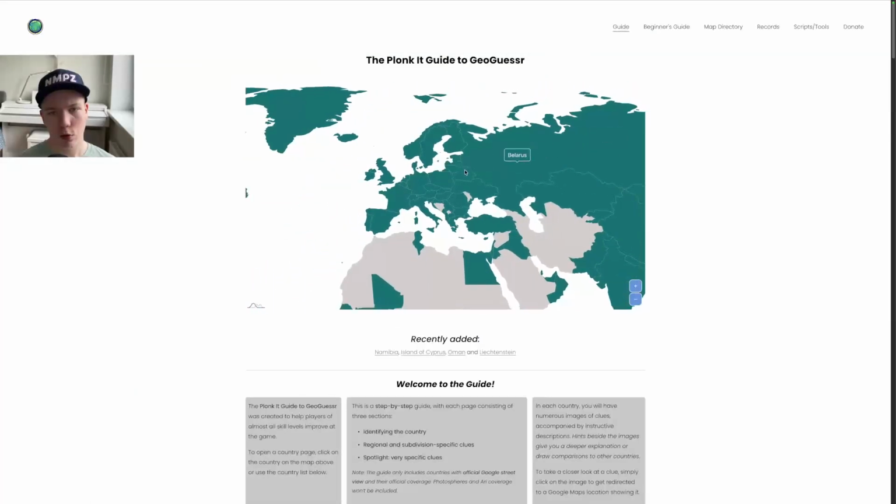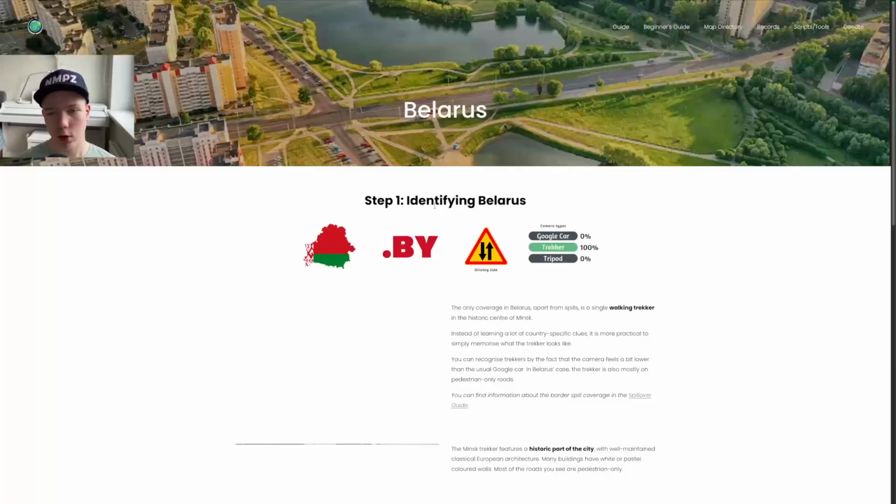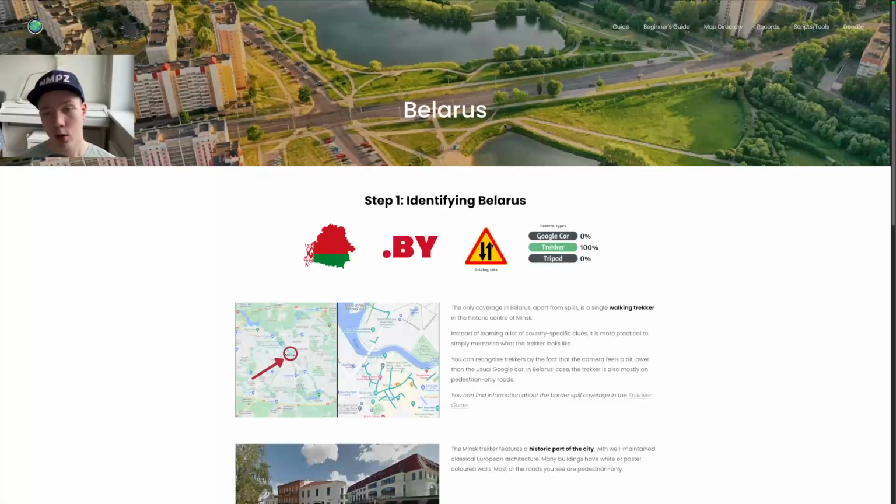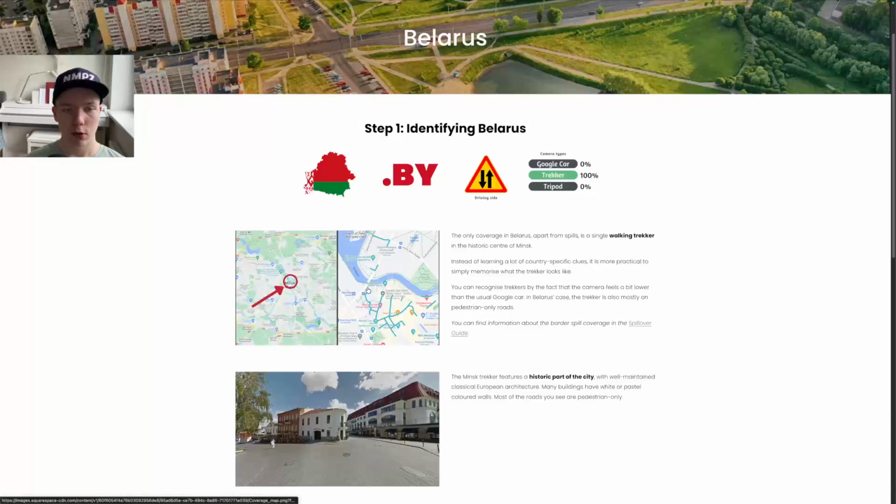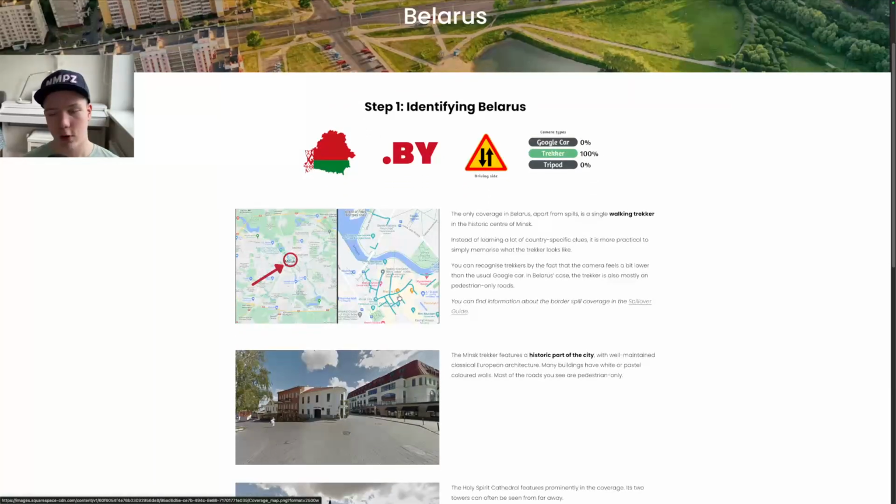Let's actually do Belarus, because it's a really interesting one, this. It's only got tracker, this is the flag, this is the domain, I don't know how commonly you see that. Driving on the right, these signs are a bit weird, did not know that it's yellow here. But yeah, only tracker coverage in the capital, and there's really not a lot of it.